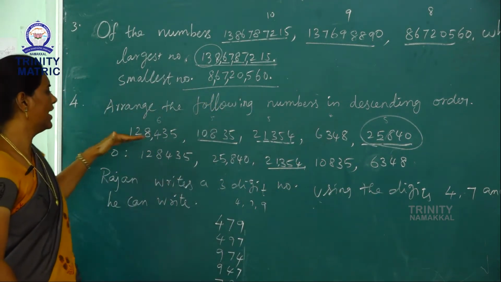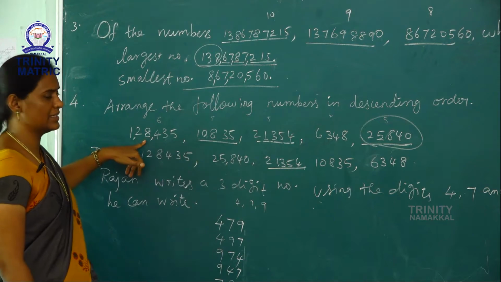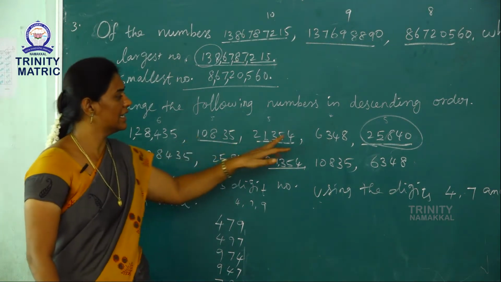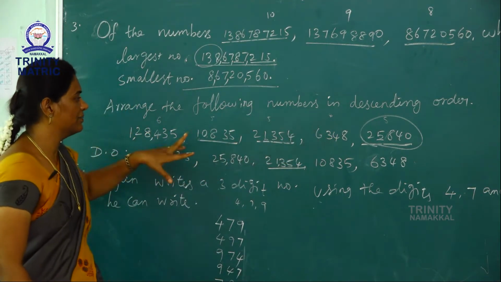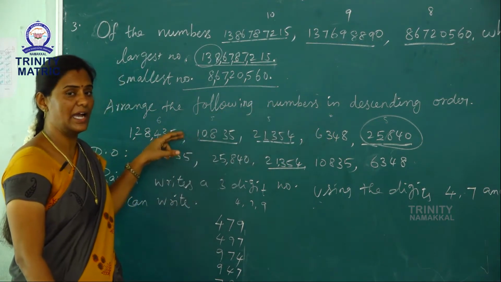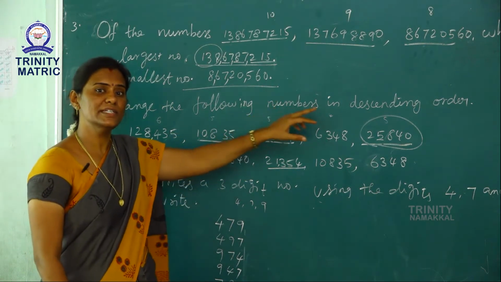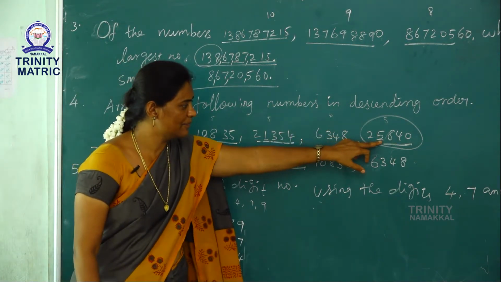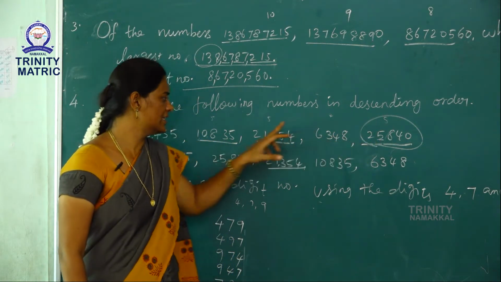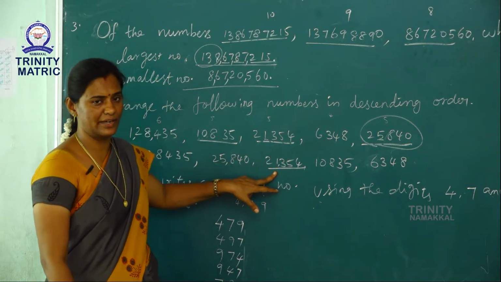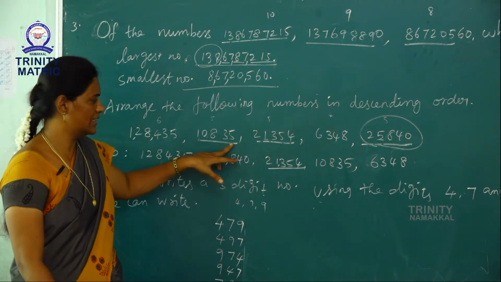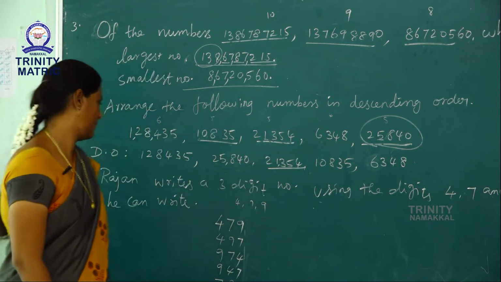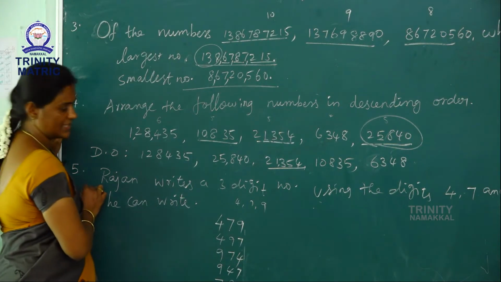See here, 5 numbers are given. One of the numbers is 6 digits, so that is the highest number. First you write that number. Then these 3 numbers are 5 digit numbers. From these 3 numbers, we check the greatest place value. Which one is the greatest number? That number you write second. Here this is the greatest number. After this, 21,354 is the greatest. After that, 10,835. Then finally 6,348.